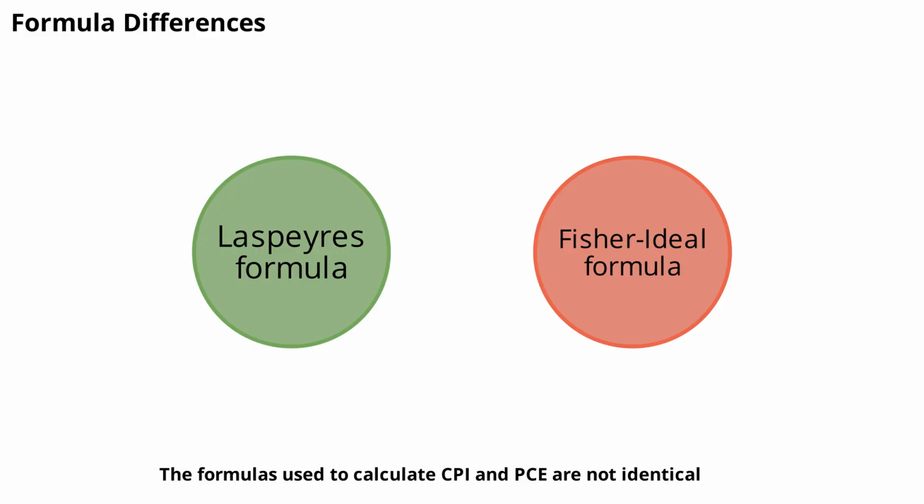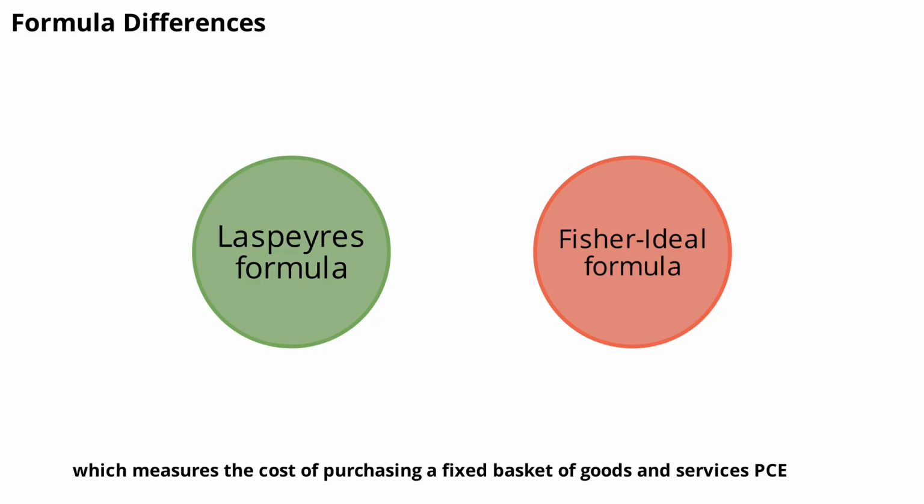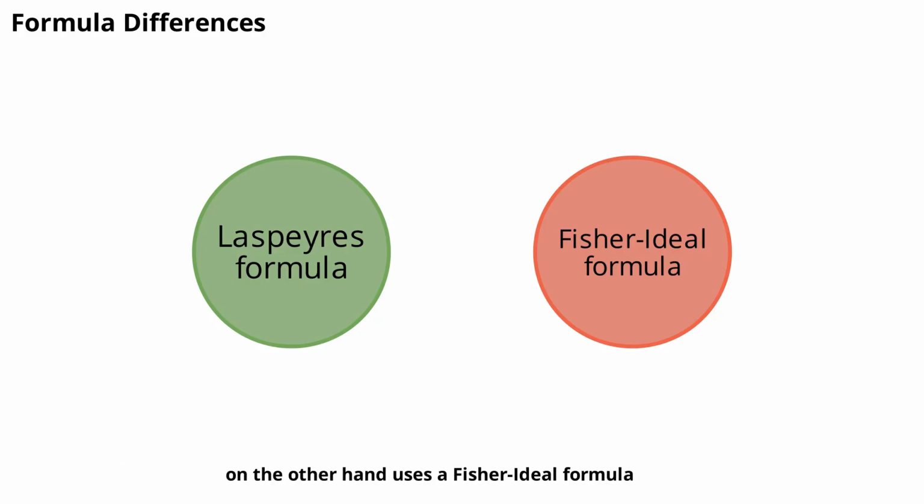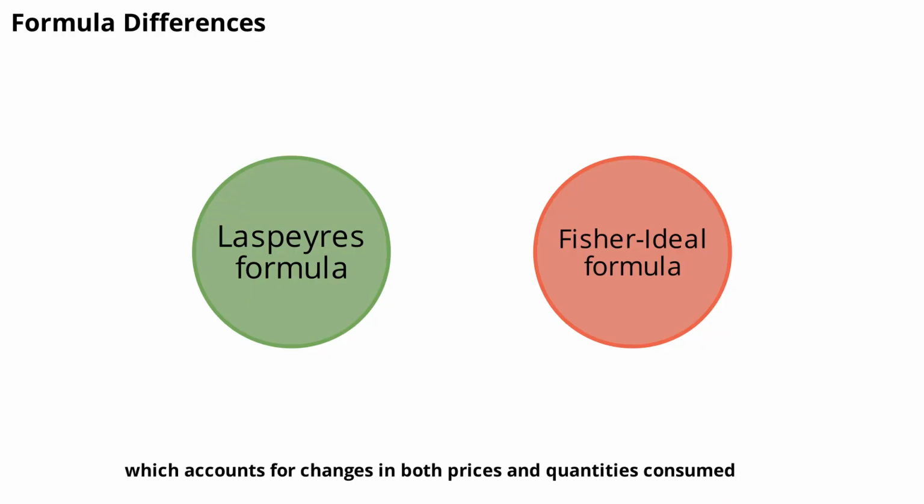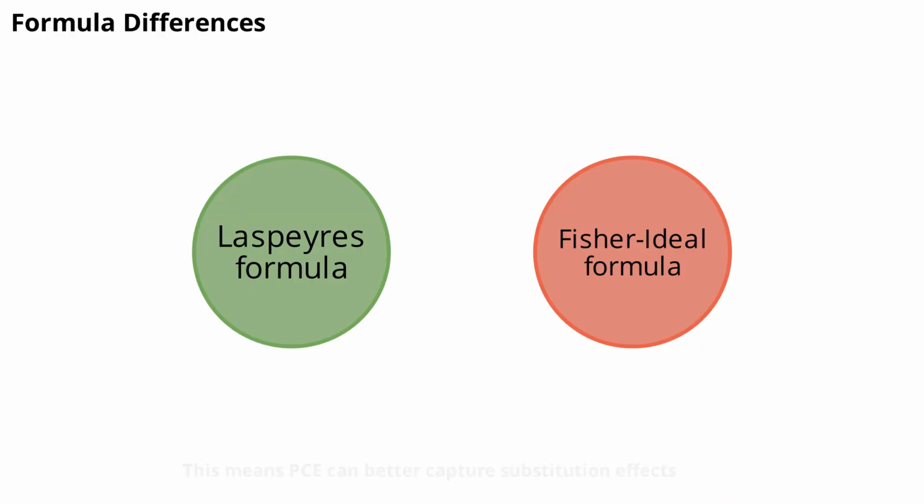The formulas used to calculate CPI and PCE are not identical. CPI uses a Laspeyres formula, which measures the cost of purchasing a fixed basket of goods and services. PCE, on the other hand, uses a Fisher-Ideal formula, which accounts for changes in both prices and quantities consumed. This means PCE can better capture substitution effects, where consumers switch to cheaper alternatives as prices rise. The formula difference is a technical detail, but it has a real impact on the reported inflation rates.